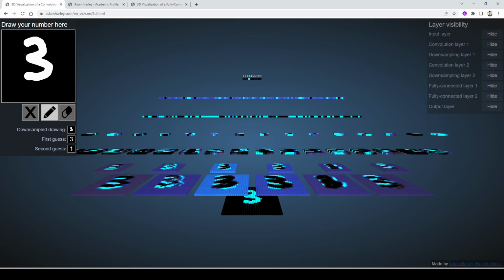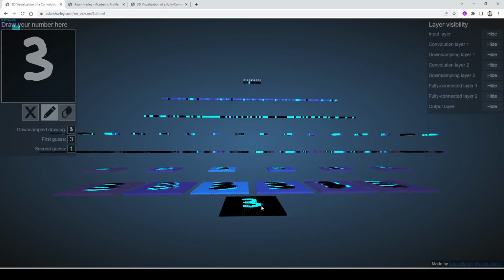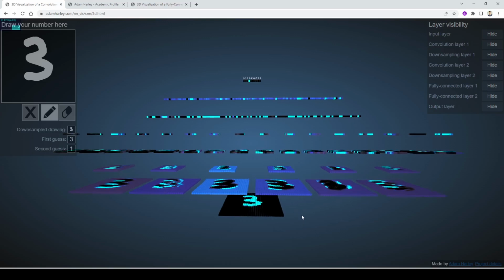The first guess is 3, the second one is 1. So we only care about the first guess, right? So let's see what is inside this CNN. Remember, this is your input, right? It's a 28 by 28, I assume.